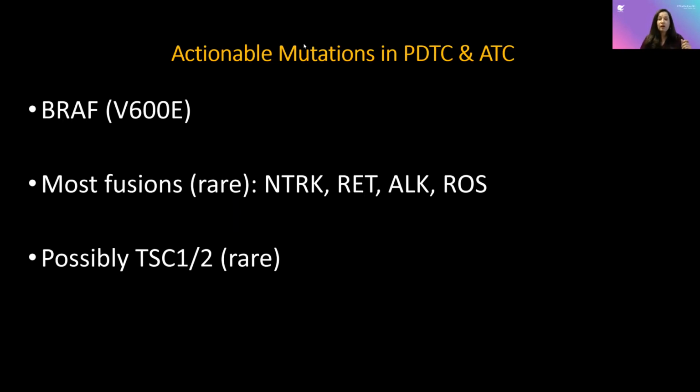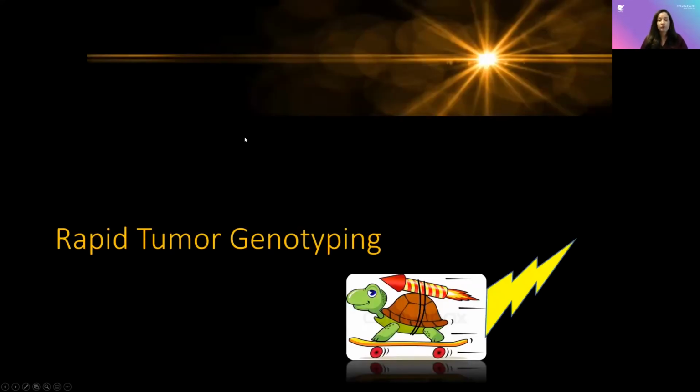So right now, the mutations that we consider very important in thyroid cancer and anaplastic thyroid cancer are BRAF V600E, because we now have a treatment for that. Most fusions, which are very rare but do exist, possibly this mutation TSC1 and 2, which is also very rare. So really that leaves us mostly with BRAF V600, but I'm going to talk about the fusions later on. Okay, so how do we rapidly figure out what the mutation is?